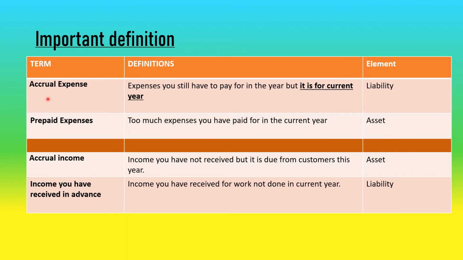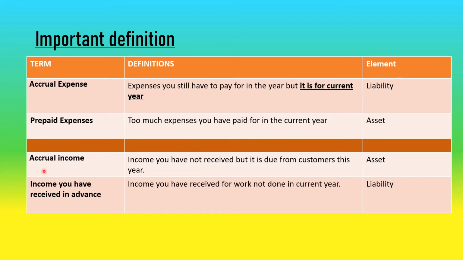Let's look at the definitions. Accrual expenses. Remember, accrual means absence of cash. So it relates to you not having paid or received cash. No cash is involved in the situation. So it's expenses you still have to pay for the year, but you have not yet paid, but they are for this year. And therefore it is a liability. You still owe it for this year. Prepaid expenses are expenses you have paid before their time. So therefore, these are an asset.